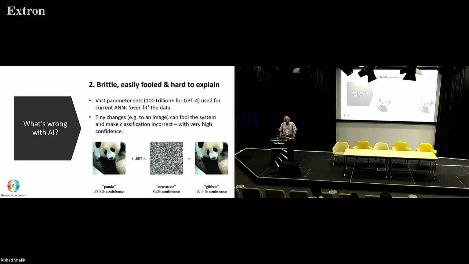So for some reason, that addition of noise completely fools the AI system, but I don't think it fools any of us. And so there's something going on here that means that the way AI systems are classifying, in this case, images, is not the same way that we as humans do it.